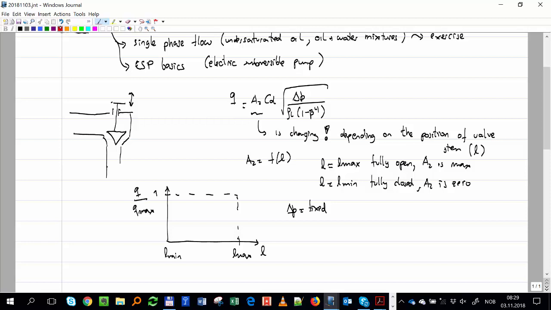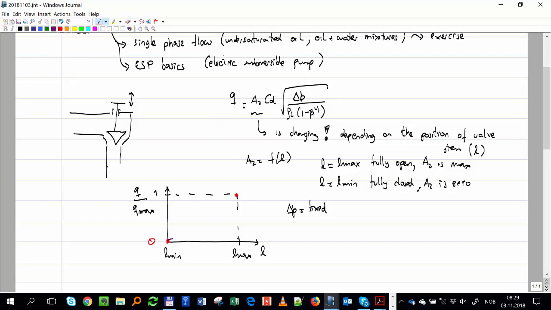I just don't have rate, right? This will be 0. And when I open it to the maximum, okay, it's maximum, it will be 1. That's fine. So these are the two endpoints. Depending on how the choke is built, depending on what kind of choke, you might have different behavior.